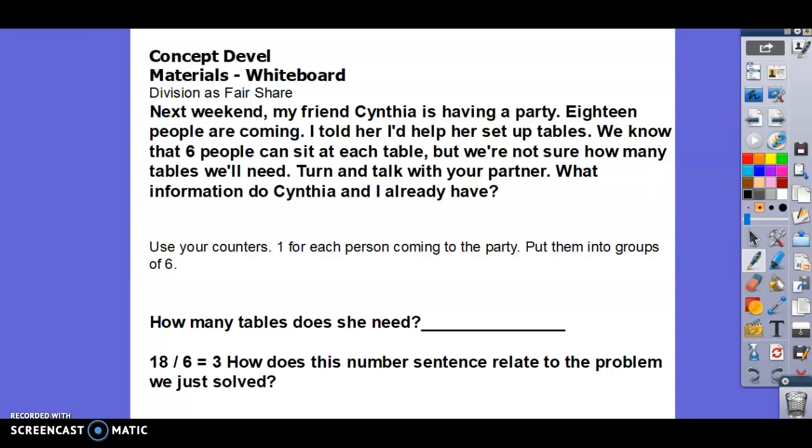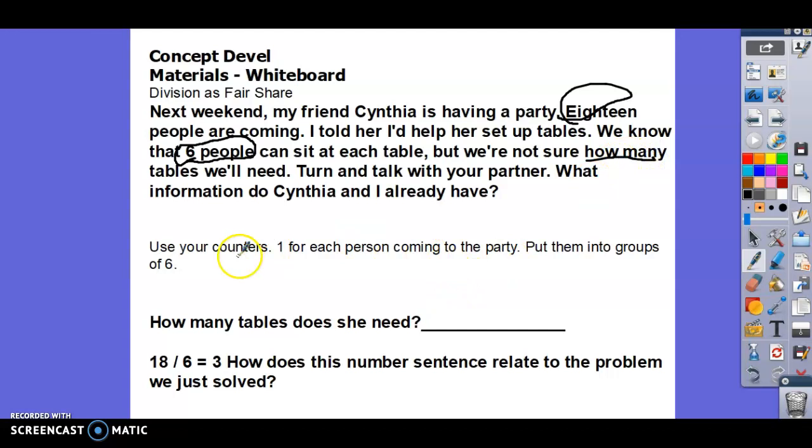Okay. So what information do we have so far that we know? What's something that we know? Good. So I have 18 people who are coming. What else do I know? Haley? What else do I know from my problem? Right. 6 people can sit at a table. What do I not know, Annie? I don't know how many tables I will need.